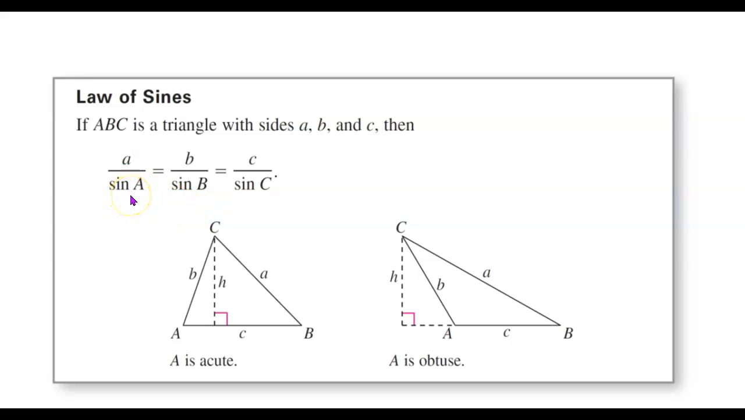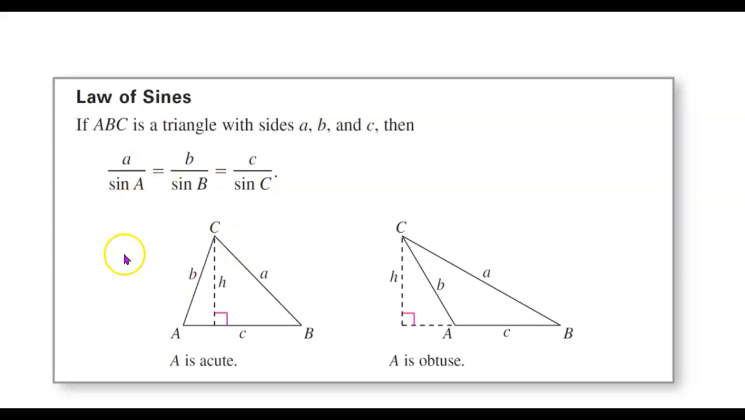So really that's kind of three equations in one. A over sine A equals B over sine B, B over sine B equals C over sine C, and then C over sine C is equal to A over sine A. And that works with any triangle.